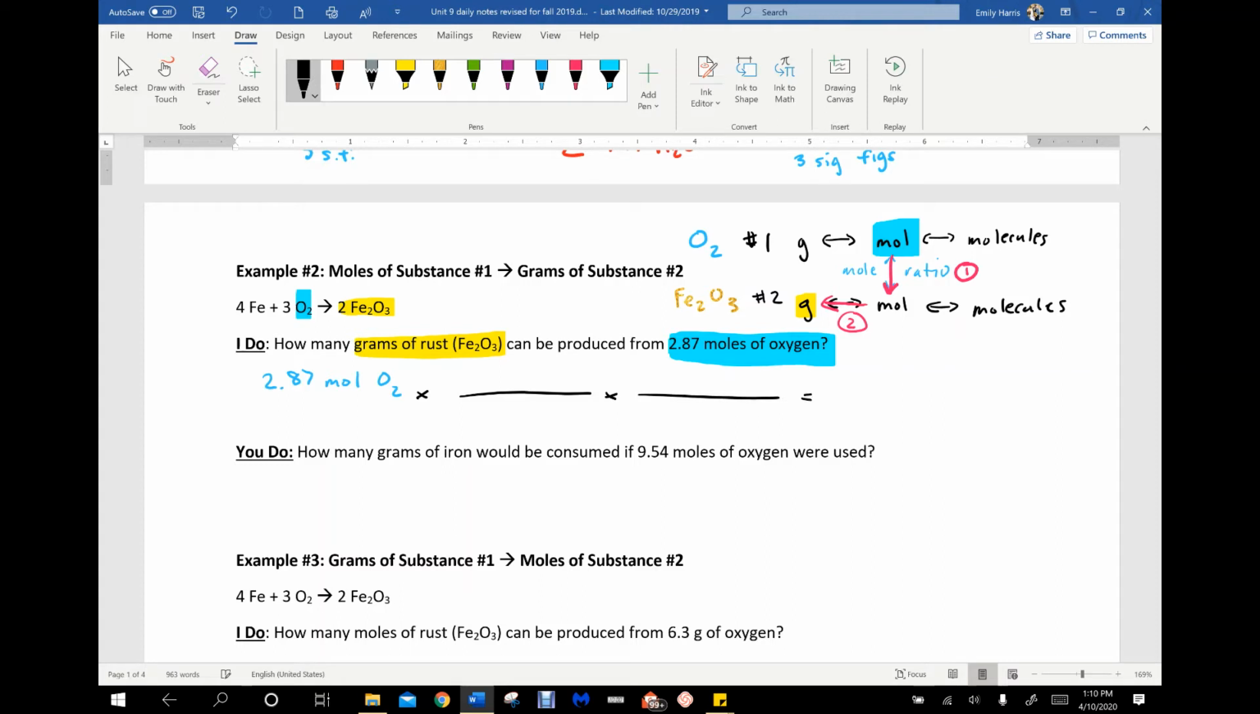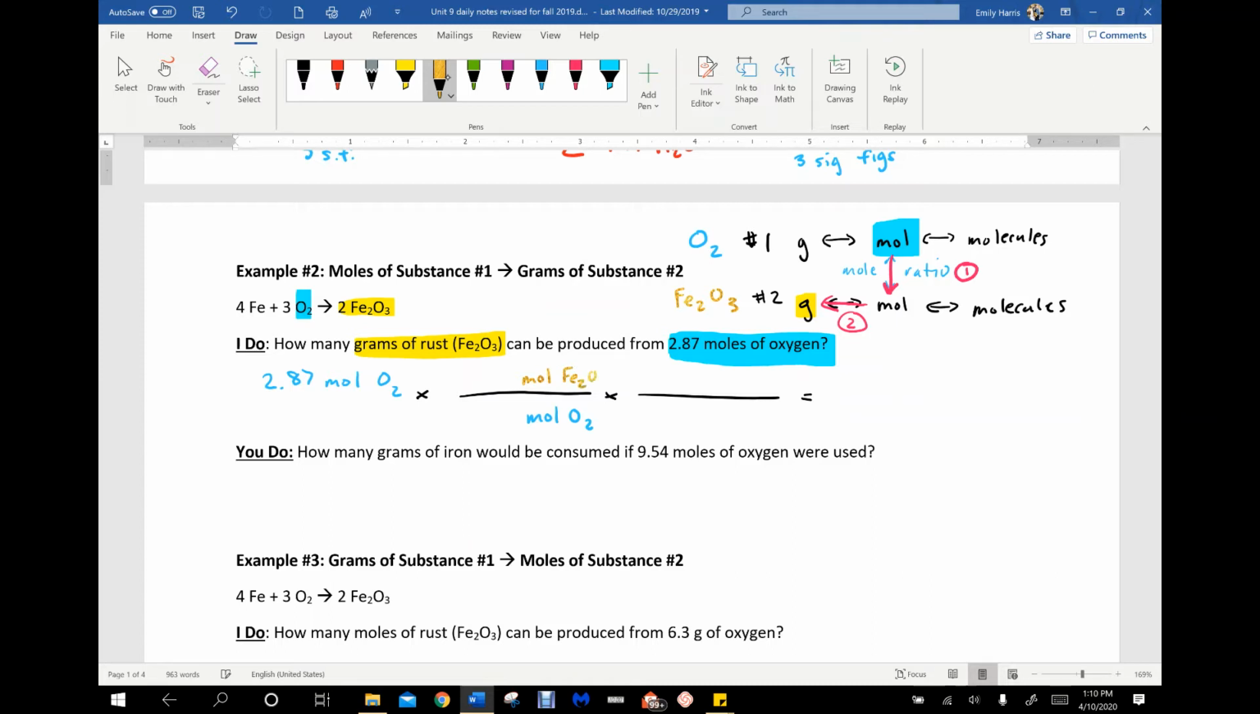Just like before, whatever my starting unit is should be copied to the bottom of the next fraction. Okay. So now here we are in our first step. Now this step is special because this is the mole ratio, and it's where we transition from the first substance in moles to the second substance in moles. So we're going from moles of Fe or moles of O2 to moles of Fe2O3. Keep my same color scheme here.